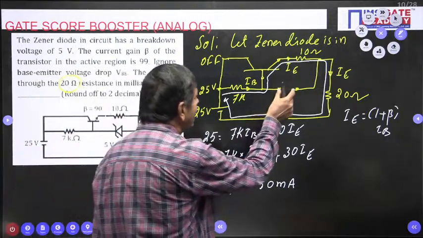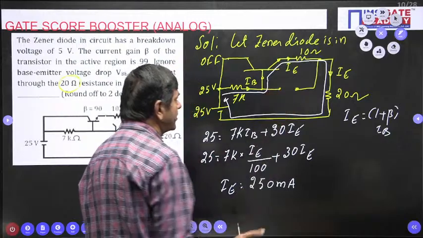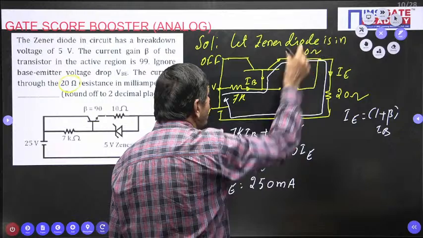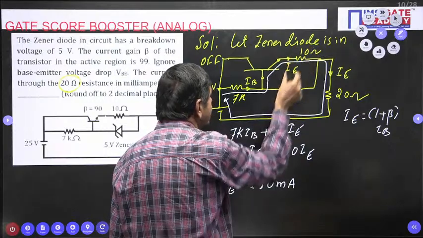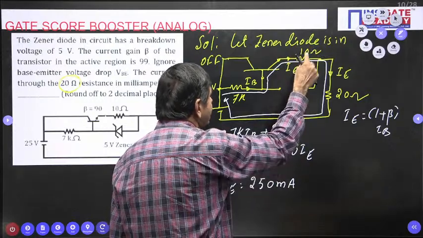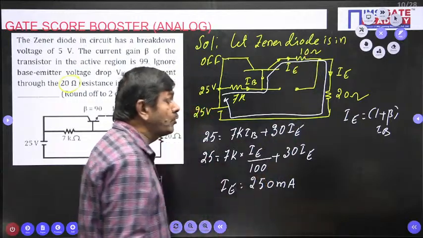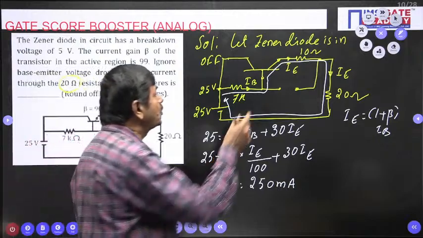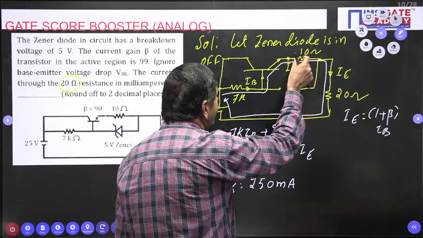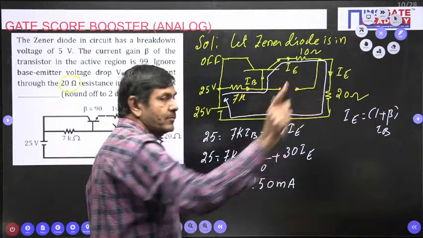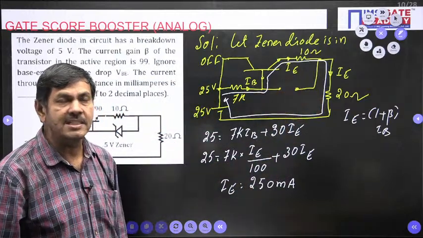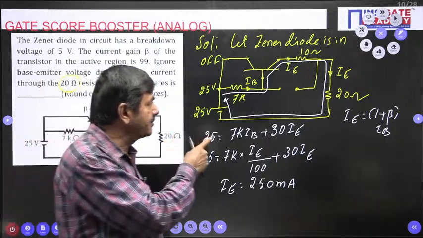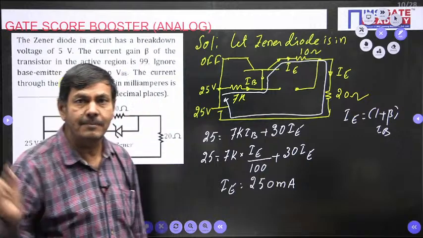Now, is the Zener open, right or wrong? Suppose you have doubts. The Zener voltage equals the drop across the 10 ohm, parallel only. So 10 into 0.25, only 2.5 volts you will get. So 2.5 volts across the 10 ohm, the Zener is not in the on state. To reach the on state, it requires 5 volts only. We don't have that 5 volts. So the assumption we made in this problem is 100% perfect.